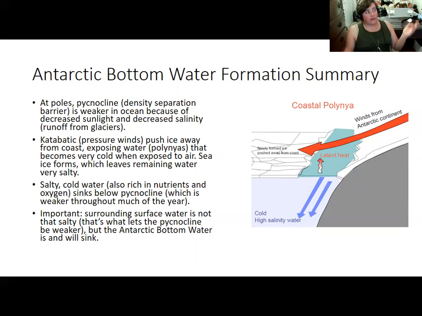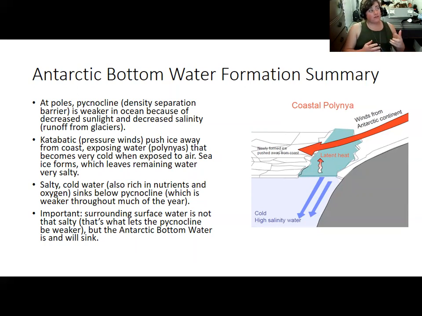Even though all the water in the ocean is connected, you do have distinct masses of water that have specific density and temperature characteristics, and that can be detected even far away from their zone of formation on account of those characteristics. And one of those is Antarctic bottom water. Antarctic bottom water is so important because it plays a role in spreading nutrients and oxygen throughout the world's oceans.